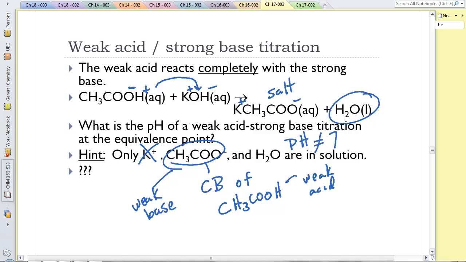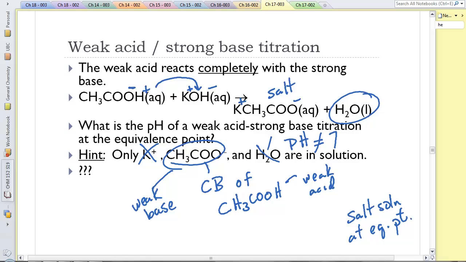Okay, so at the equivalence point, we've added just the right amount of base to completely react with the acid. So all we have is a salt solution at the equivalence point. That's all we have. So we have potassium ion, that's not going to do anything. We have water, yeah, these are aqueous solutions, there's lots of water. The key component at the equivalence point that's going to affect the pH is acetate.